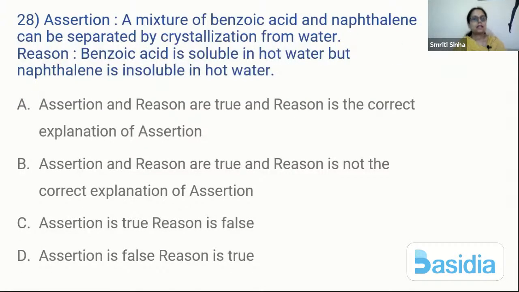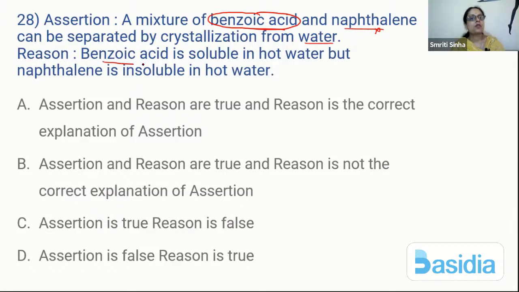Next, assertion: a mixture of benzoic acid and naphthalene can be separated by crystallization from water. Yes, you can do that. Why? Because benzoic acid is soluble in water in hot condition, but naphthalene is not soluble in water in hot condition. So if you take these two in water and heat, only benzoic acid will get completely soluble in water and you can remove it, and the naphthalene will remain as it is.